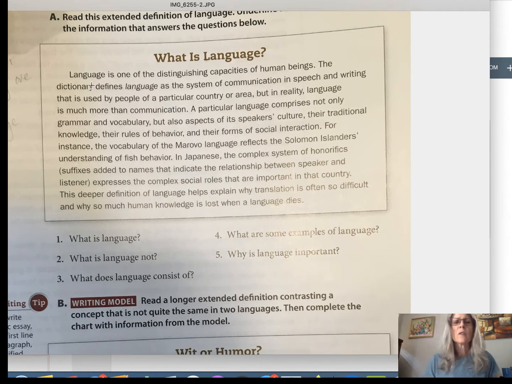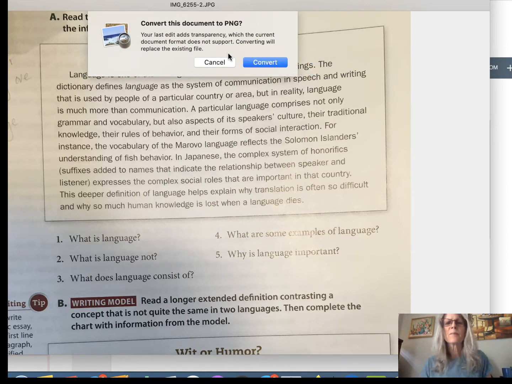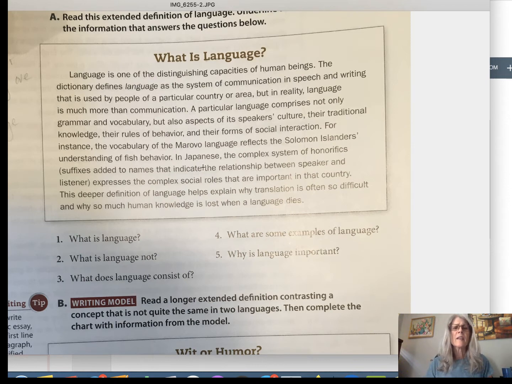Okay, so look at how we start here. It says right here, "Language is one of the distinguishing capacities of human beings." That's what language is. It answers the question, what is it? That's a perfect way to start your paragraph or your definition because you're just telling the reader this is what it is. And then we're going to go deeper into what it is by answering these other questions, okay?